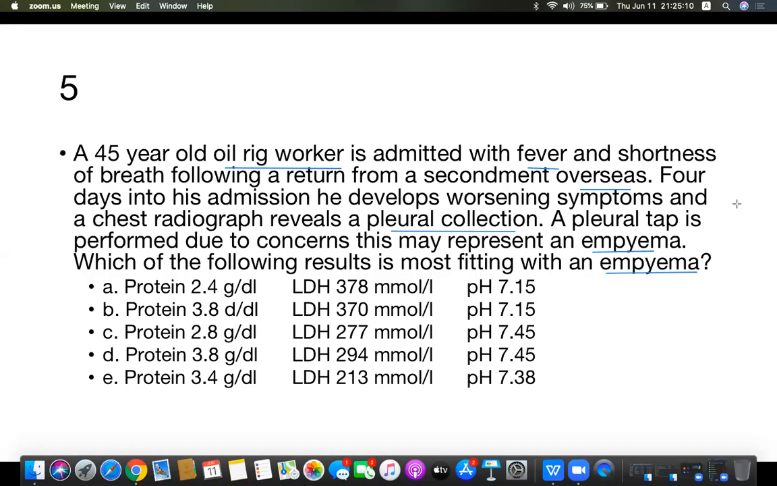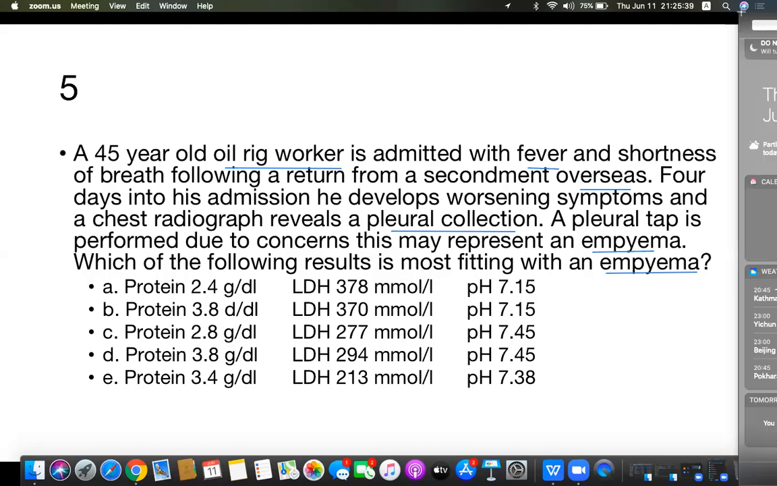When LDH is more than 200, then we call that exudate. Now, according to Light's criteria, there is one criteria known as Light's criteria to differentiate between transudate and exudate. There are so many different things, for example, the ratio between the protein of the pleural fluid versus protein in the serum, and all those things are there. So if I choose that, then option B will be the right answer.